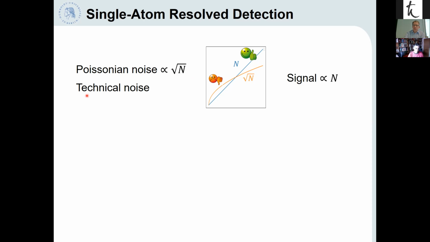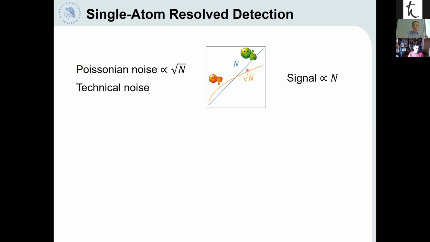And then, of course, we are also facing technical noise, like, for example, the background that may stem from Raman scattering, as I mentioned. While the technical noise typically will be some kind of offset, the Poissonian noise, of course, increases with the signal. However, it only increases like the square root of the signal, whereas the signal, which is the number of detected photons, of course, increases linearly.